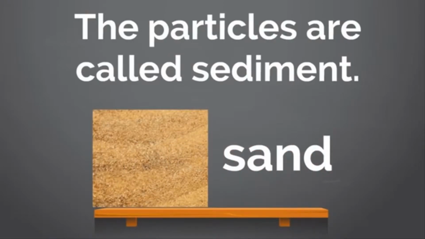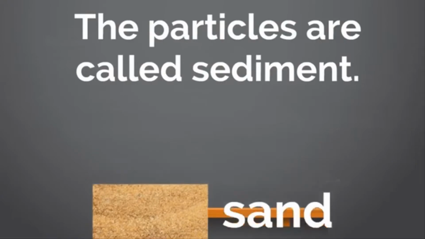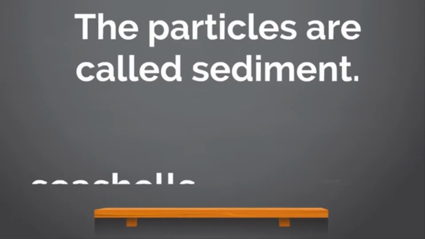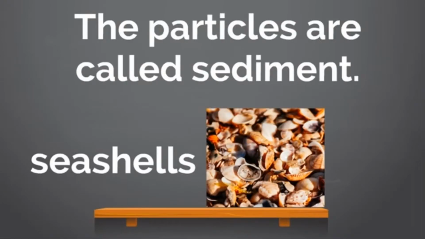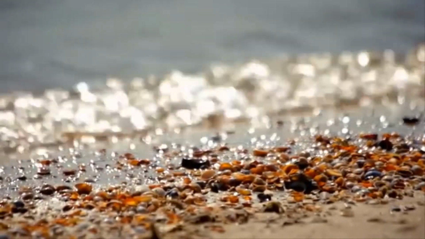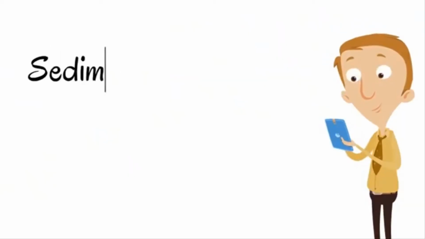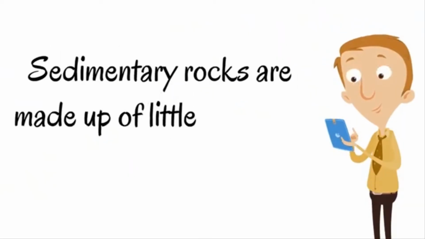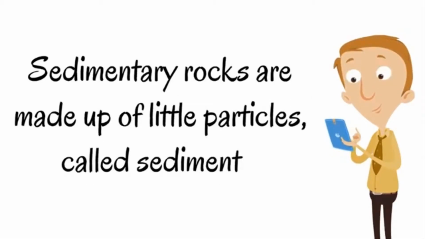Yeah, sand is a type of sediment. It's kind of cool. Seashells are an example of sediment as well. So there are lots of different types of sediment, but they're particles. They could come from non-living things like sand, or they could come from living things like seashells. That's fun. Sedimentary rocks are made up of little particles called sediments.